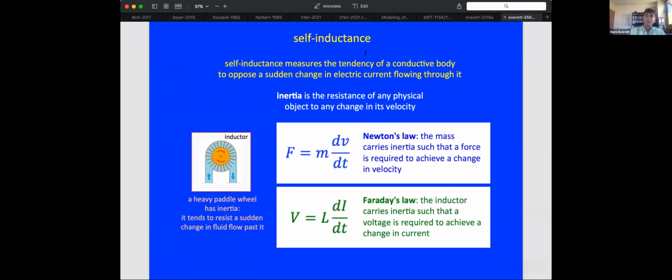So let's look at self-inductance in more detail. Self-inductance measures the tendency of a conductive body to oppose a sudden change in electric current flowing through it, just as the paddle wheel, with its inertia, tends to resist a sudden change in fluid flow. Inertia is the resistance of any physical object to a change in its velocity, and we're very familiar with Newton's law. Here you can see that the mass carries inertia, so for a larger mass you require a larger force to achieve the same change in velocity. So the mass is the equivalent here to an inductor. In Faraday's law, a device or part of the Earth has a certain inductance, which means that if it has a large inductance, you require a bigger voltage to get the same change in electric current.